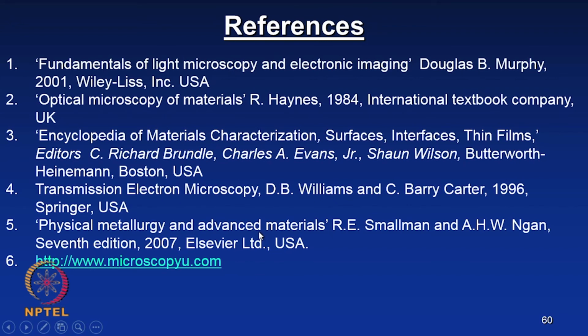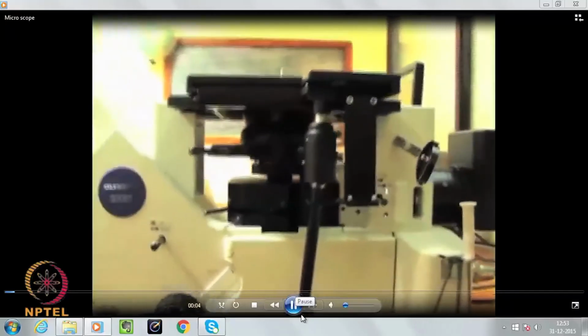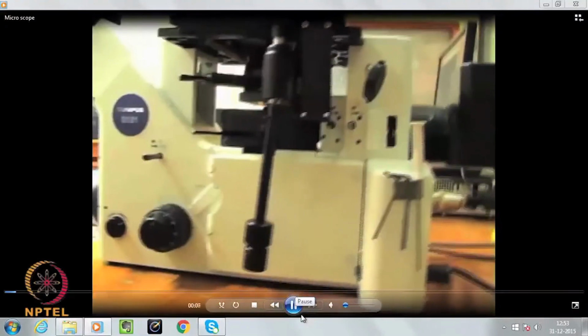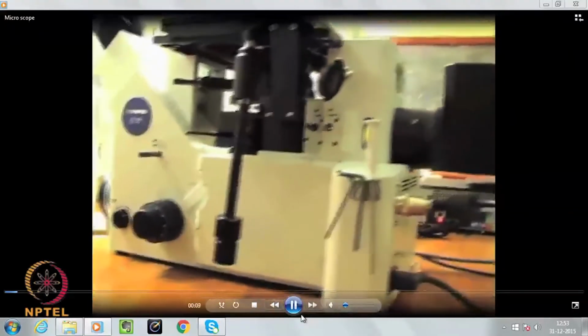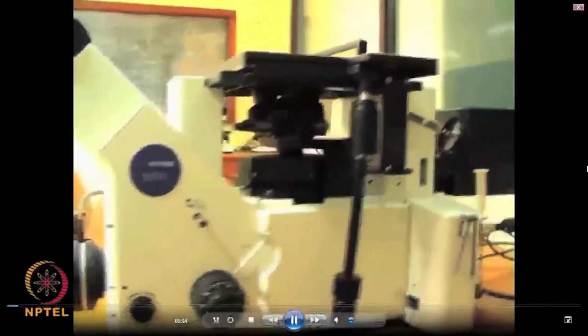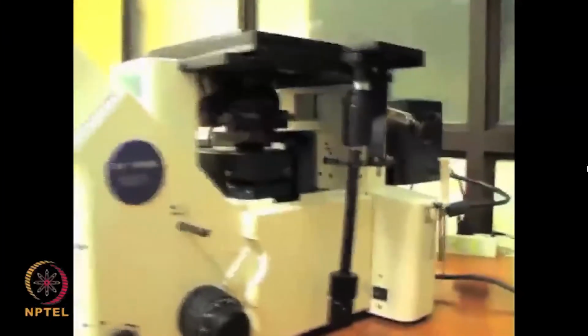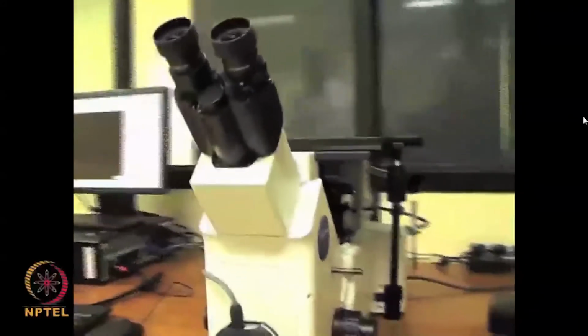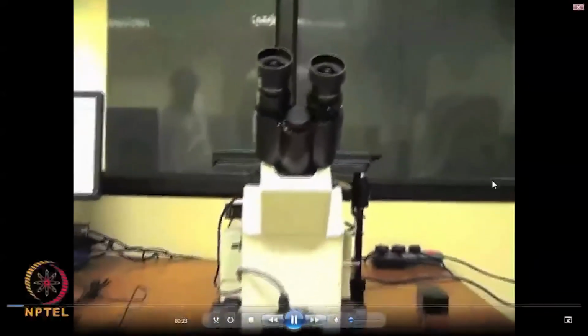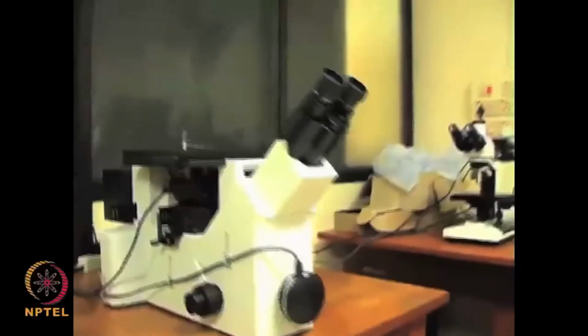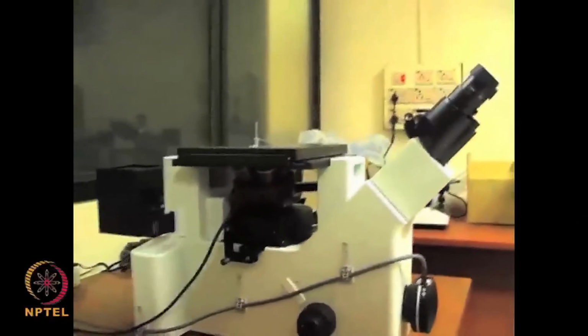So now what I am going to do is introduce you to some of the microscopes. What is coming on the screen is a typical metallurgical microscope. There are two basic types of microscopes: one is vertical type, another is inverted type. What you are now seeing is an inverted optical microscope.